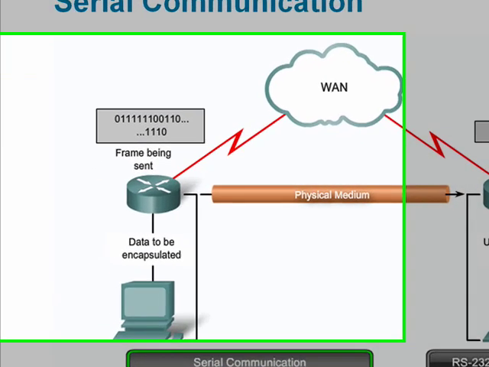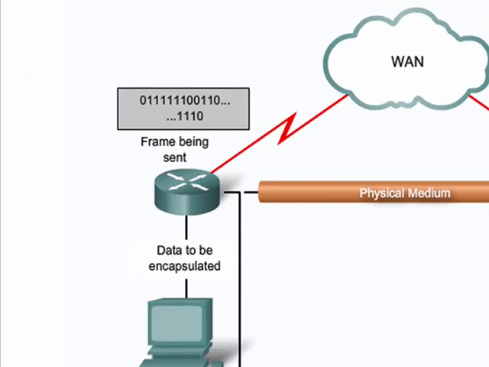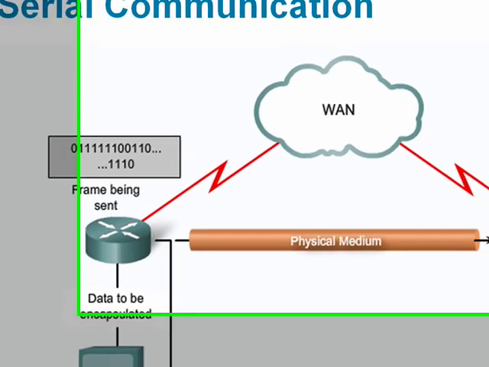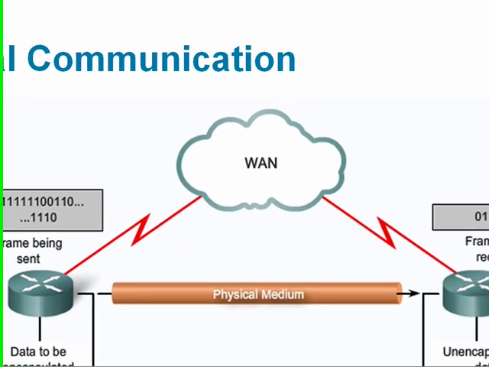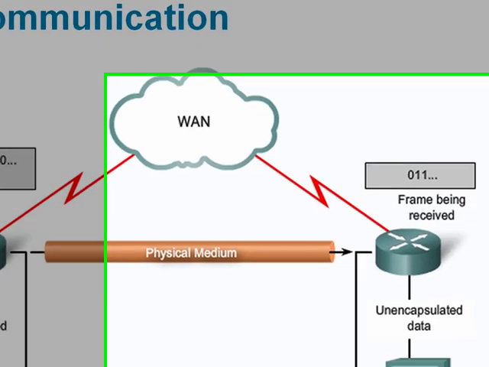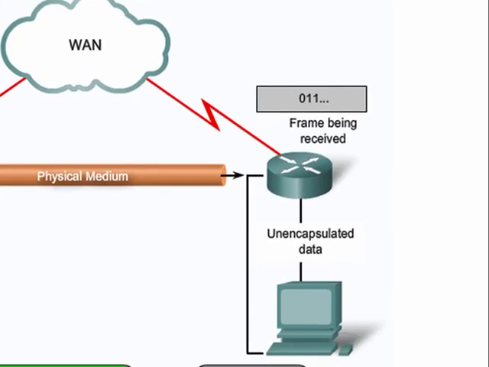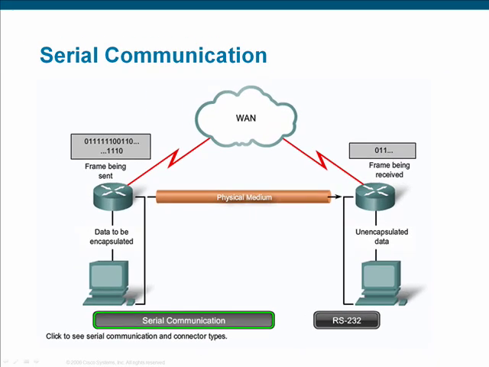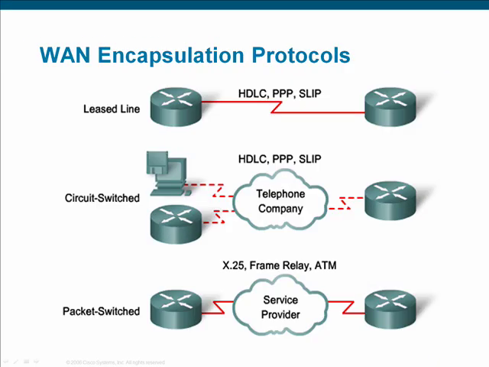Looking at this simple representation of a serial connection, notice the data is encapsulated by the Layer 2 protocol used by the sending router. The encapsulated frame is sent on a physical medium to the WAN. There are various ways to traverse the WAN, but the receiving router uses the same Layer 2 protocol to decapsulate the frame when it arrives. On each WAN connection, data is encapsulated into frames before crossing the WAN link.